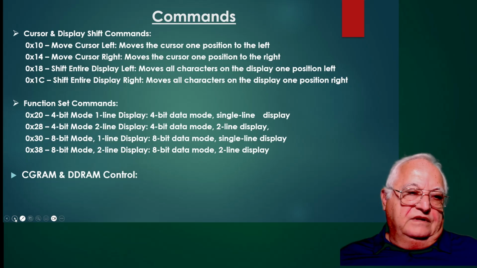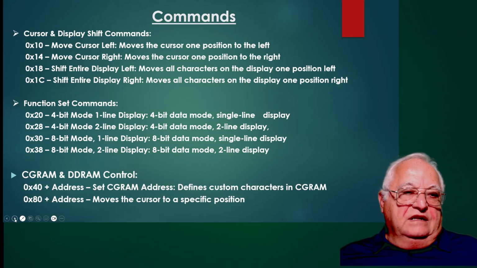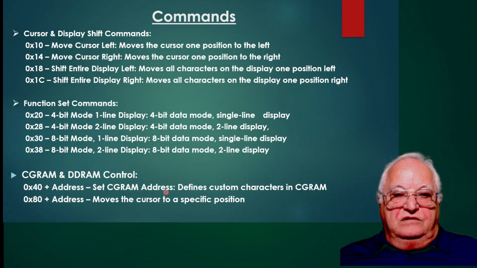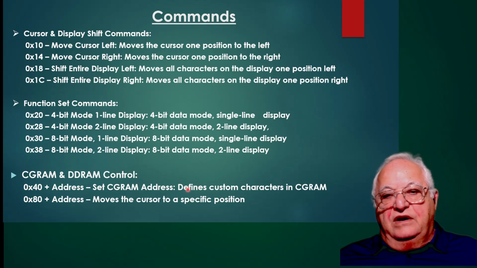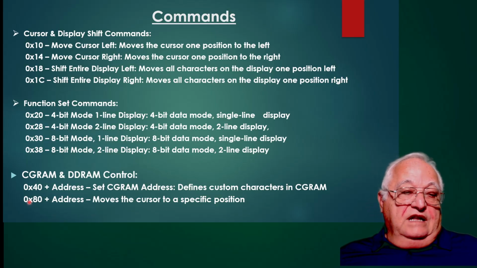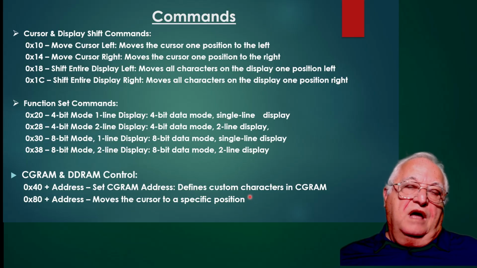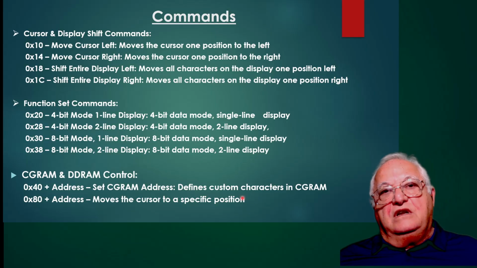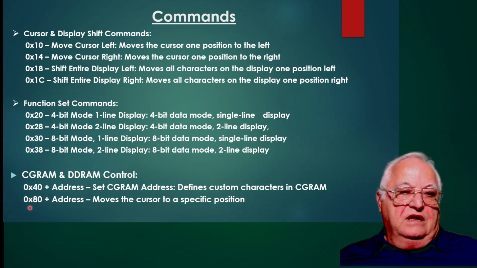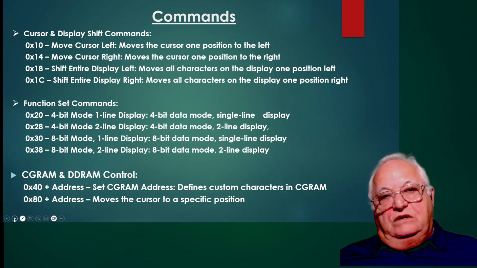And finally we have the CG-RAM and DD-RAM control, and that's the address. We're going to use this command for our defined characters, custom characters, which I'll show you. And then the 80 address moves the cursor to a specific position. All these commands I'm going to use in our example, so they are going to become clear exactly what they do. This is just to give you a general idea of what's out there.